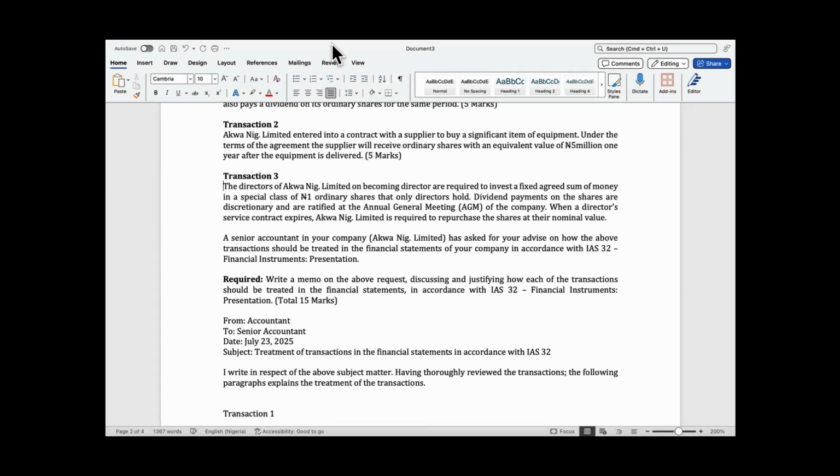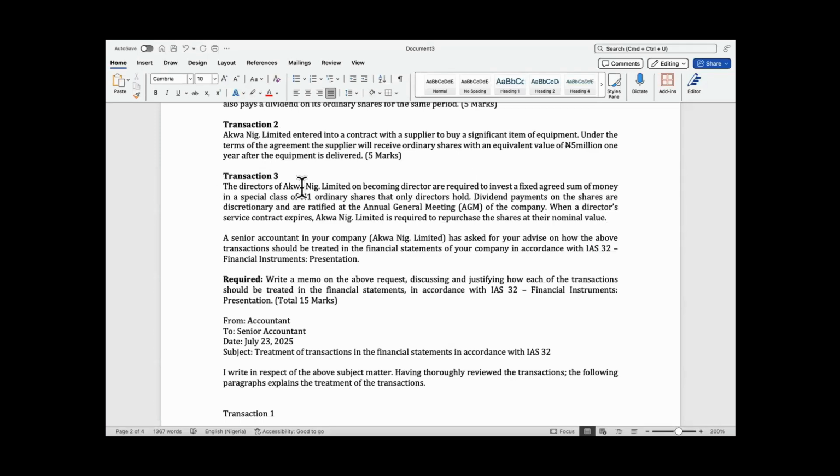The third one, it says the directors of Aqua Nigeria Limited on becoming director are required to invest a fixed agreed sum of money in a special class of ordinary shares that only directors hold. Dividend payments on the shares are discretionary and are ratified at the annual general meeting of the company. When a director's service contract expires, Aqua Nigeria is required to repurchase the shares at their nominal value.